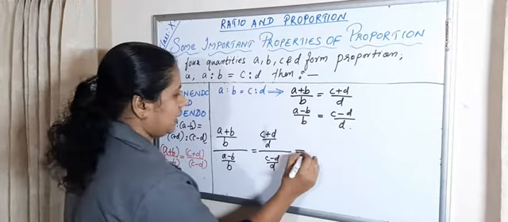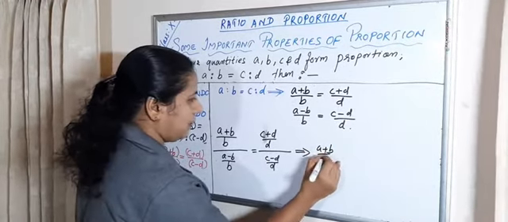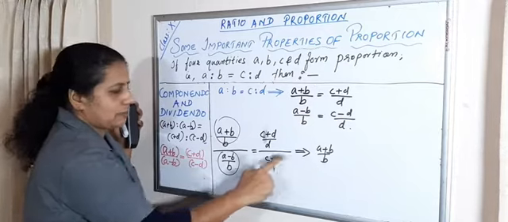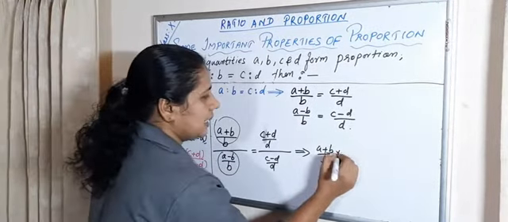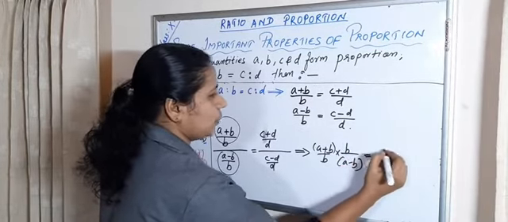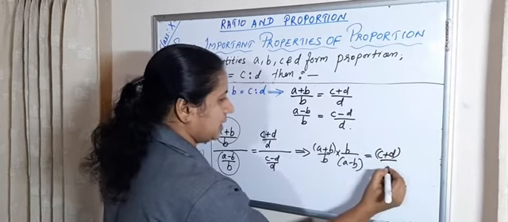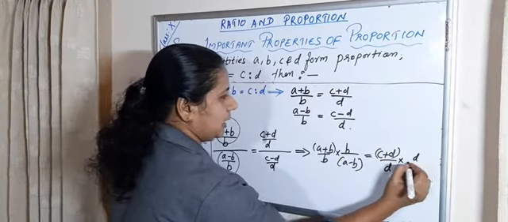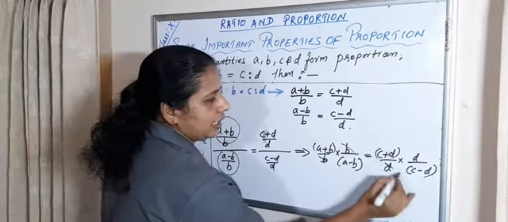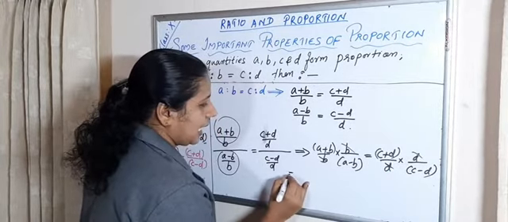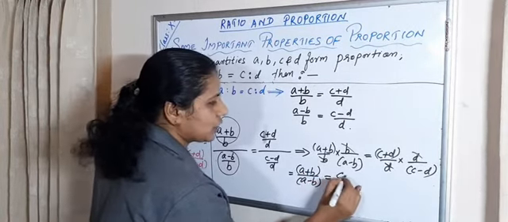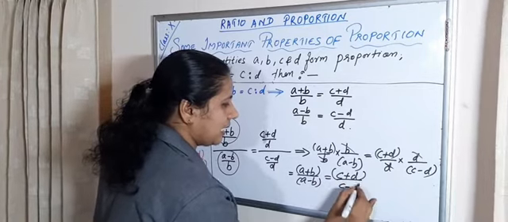Implies (A plus B) by B, a fraction divided by another fraction means that fraction multiplied by its reciprocal, that is, B by (A minus B) equal to (C plus D) by D into D by (C minus D). Cancelling this B and B, D and D, we will get (A plus B) by (A minus B) equal to (C plus D) by (C minus D).